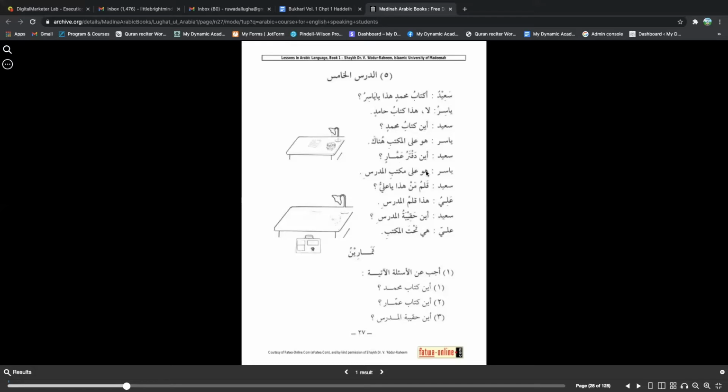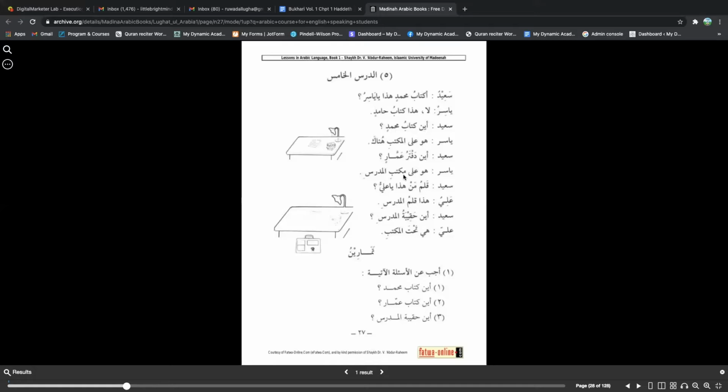Yasir answers, huwa, referring back to daftar. Daftar is a masculine word, so we use huwa. Huwa ala maktabil mudarrisi. So he says it is on the maktab. Notice the kasra under the ba, because of the harf al-jar before maktab. The harf al-jar makes maktab majroor, and it is definite: it's not a desk, it is the desk of the teacher. Since it's in this idafa construction, it loses one of its harakat, so it can't be ala maktabin al-mudarrisi. It is the mudarris's maktab, a definite maktab, his desk. So it becomes ala maktabil mudarrisi. It is on the desk of the teacher.